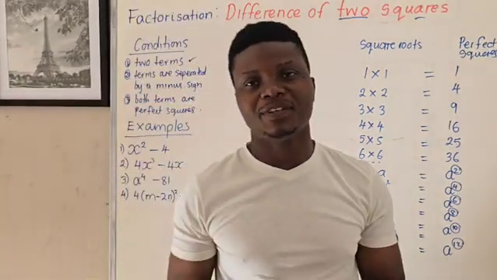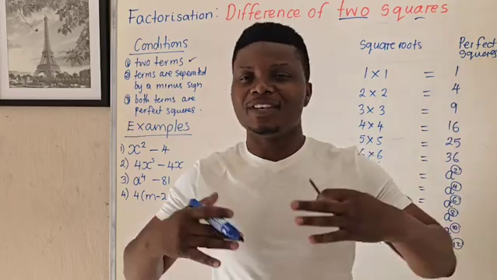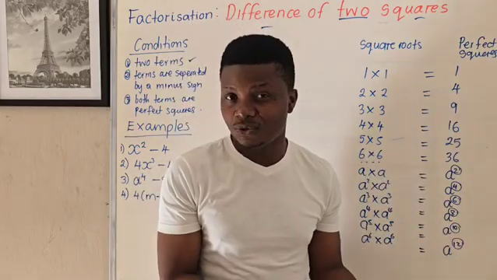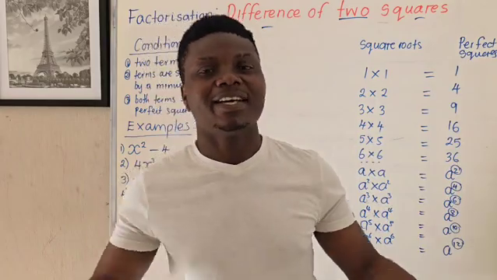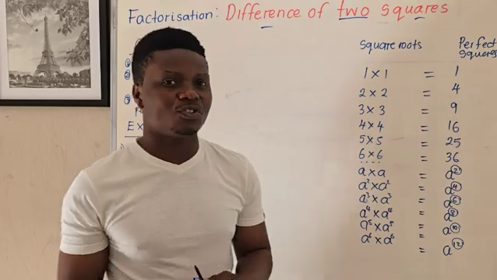But remember in the previous video we said you always begin by taking out the highest common factor. And if there's no highest common factor, if there are two terms separated by a minus and both terms are perfect squares, we use difference of two squares. So let's just get right in.